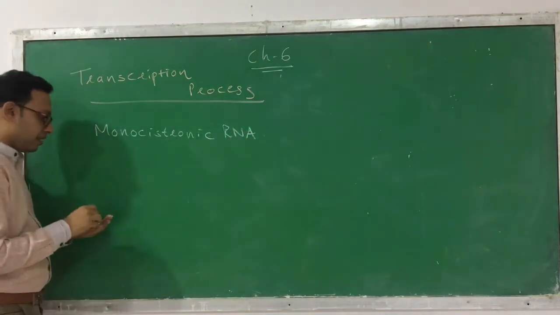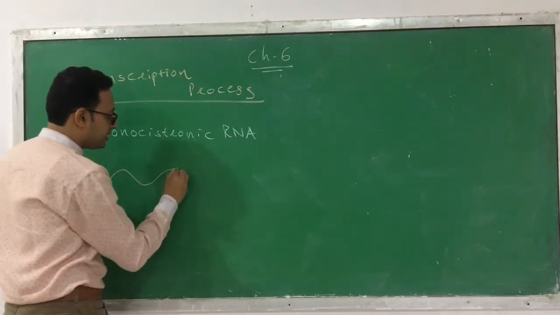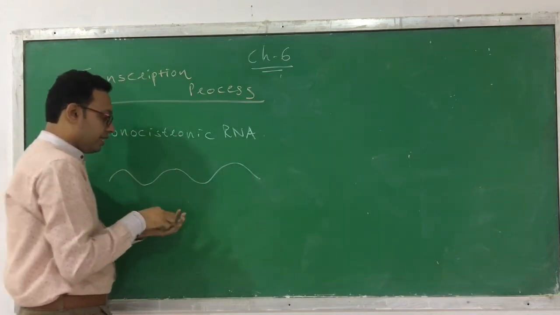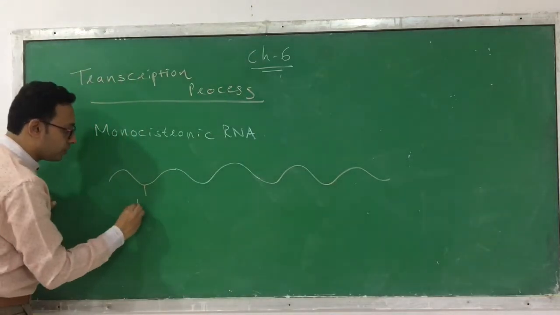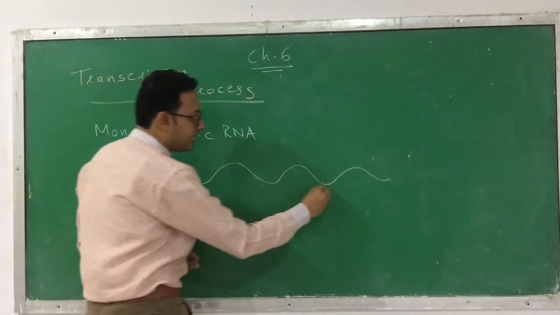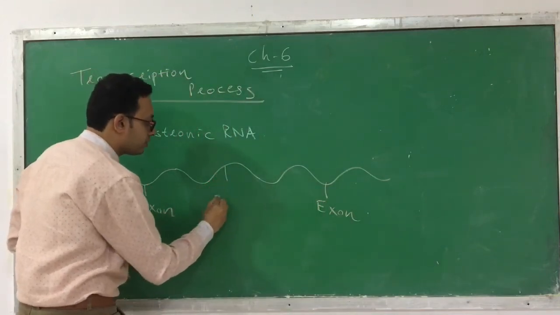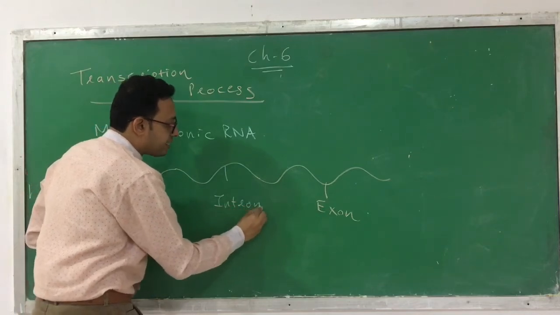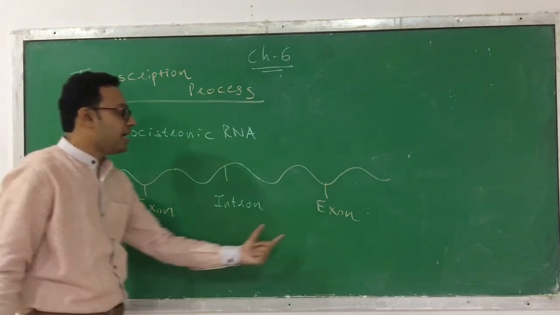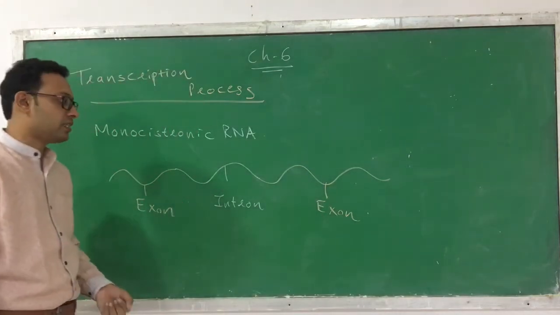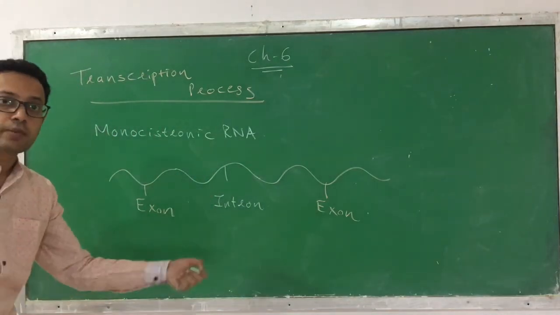Monocistronic RNA means it consists of an exon, then there is a sequence called an intron, then there is an exon, and such kinds of sequences happen. So this is the exon, what I have shown. This is again an exon which I have shown with an orange color, and this is called an intron. The introns are the intervening sequences which do not need to be expressed, but the exons are required during the next process called translation. The intron part in the middle is not required, and hence it has to be removed.